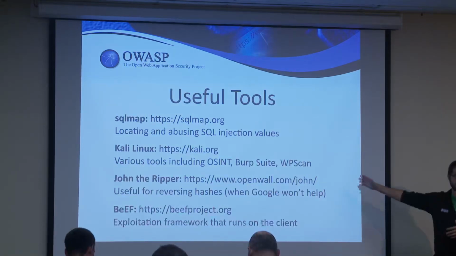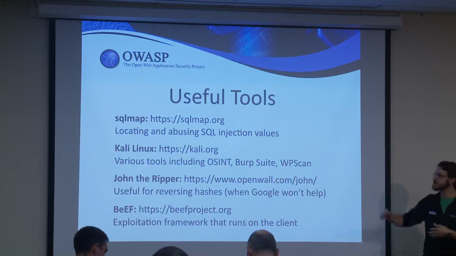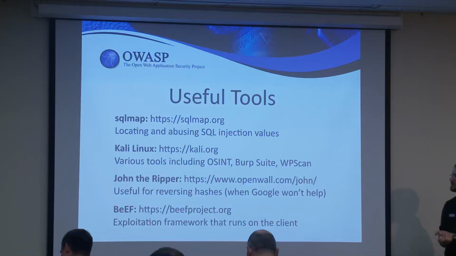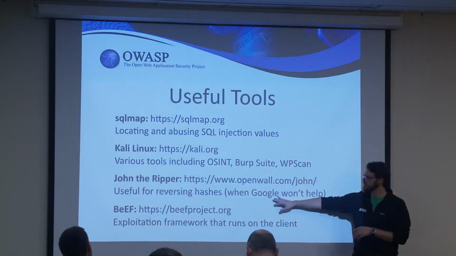But you can go in, and there's tons more besides just web application stuff. There's lots of other tools in here. Completely free, so you can download it, run it in a VM, and go poke around. John the Ripper is good for reversing hashes.